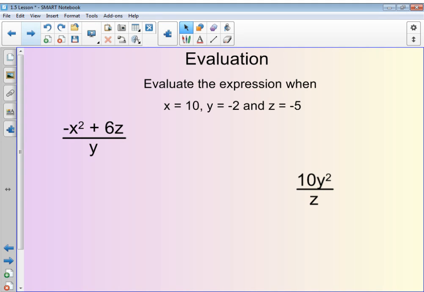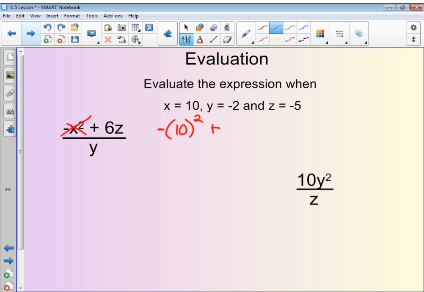Okay, so when I substitute in, I'm going to go ahead and put my numbers in parentheses that I'm substituting in, just to make it easier for me to look at. So here, when I substitute in, I have a negative, and then x is 10. And then I had a squared. Okay, so that part's done. Then I have a plus sign. And then I have a 6, and in parentheses, I'm going to put my z, which is -5.